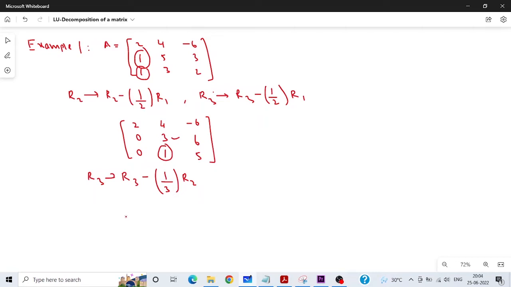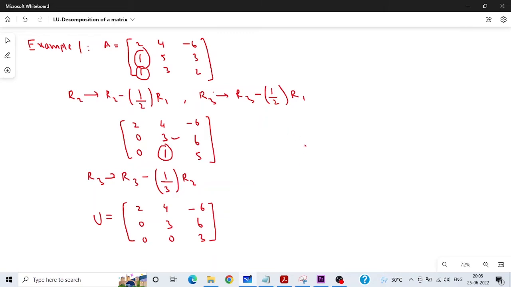Okay, so now let's see what happens. The matrix changes to 2, 4, minus 6, 0, 3, 6, 0, and the next entry again becomes 0, and then the last entry it's a 5 minus 2, so it's a 3. So this is going to be our upper triangular matrix U.